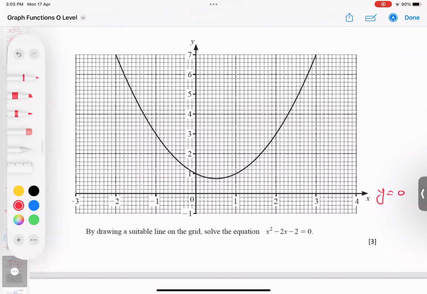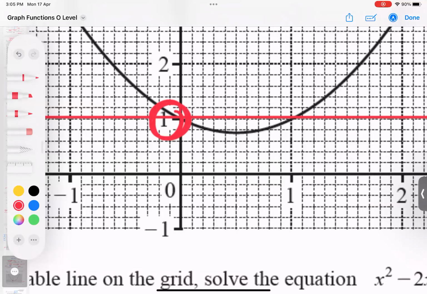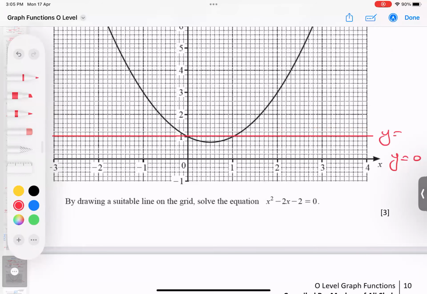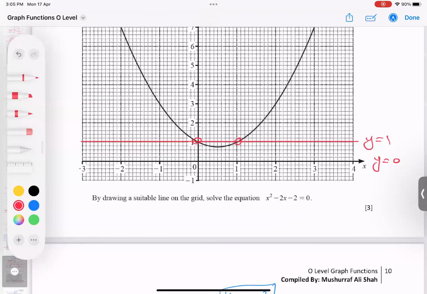And if the line goes through 1, look here. This is 1. How do I know? Because it is cutting at 1. So what can the student say here? This is y equals 1. It is cutting the curve. How many spots? So 2 spots. So this line has 2 solutions. But when y equals 1 has no solution, 0 solutions. Why? Because this line is not cutting the curve.